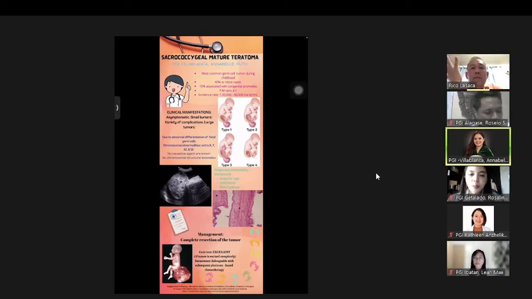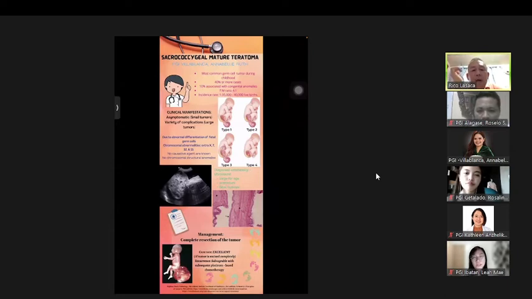You discussed your definition. What you mean by teratoma? Then you mentioned also the different types. Can you discuss this microscopic picture? What do you mean by this picture?